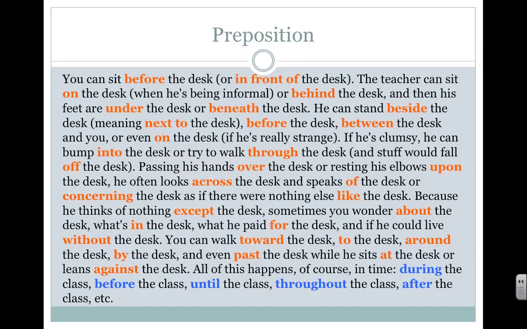Here is a paragraph with a variety of prepositions, and the orange ones are locating something in location. The others are putting them in time. So I'll allow you to read through that on your own. I won't read it to you, but that is an excellent example of uses of prepositions both for physical location and time.